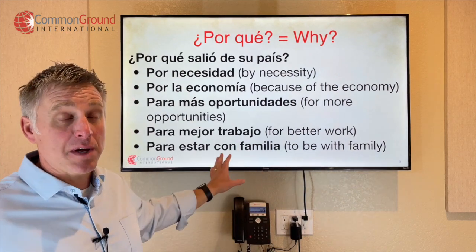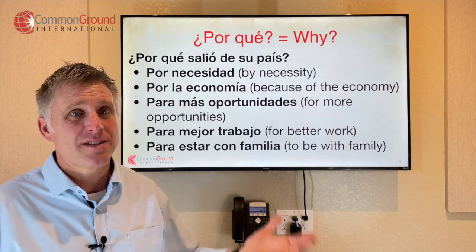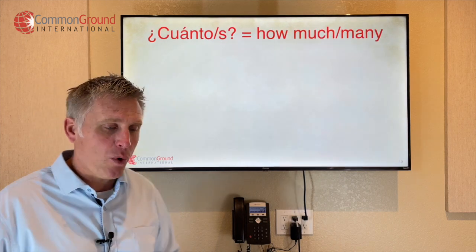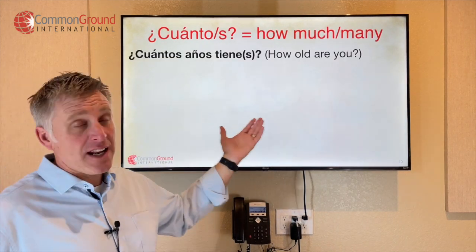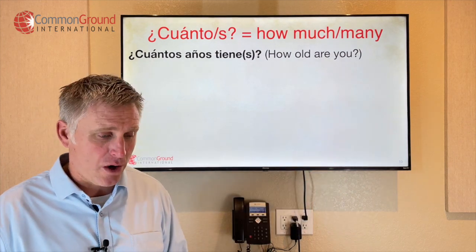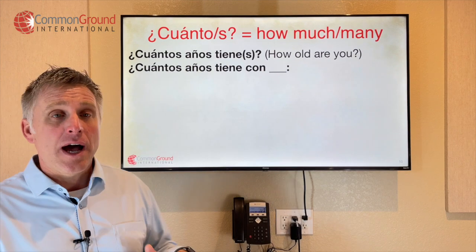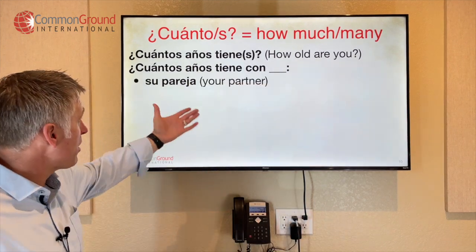These are really tricky because in English we just say for, or in a lot of ways, and it becomes confusing. All right, let's move on to cuántos. Cuántos, how much, how many. ¿Cuántos años tienes or tiene? How old are you? ¿Cuántos años tiene con? How many years do you have with, por ejemplo, su pareja, your partner?